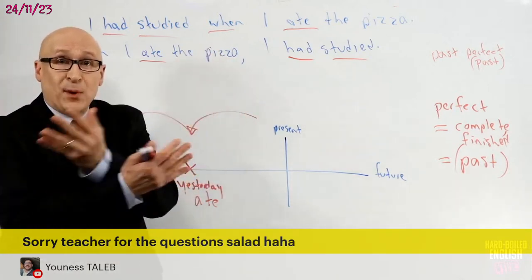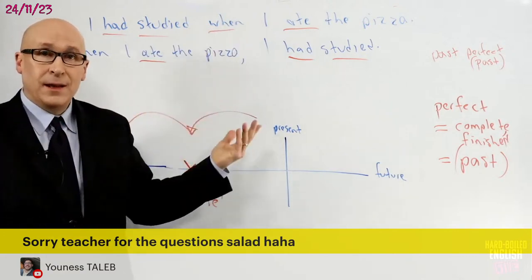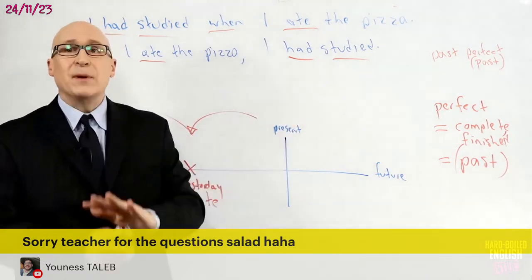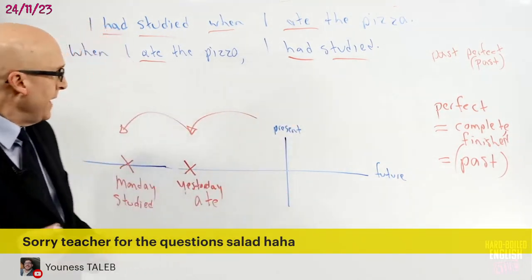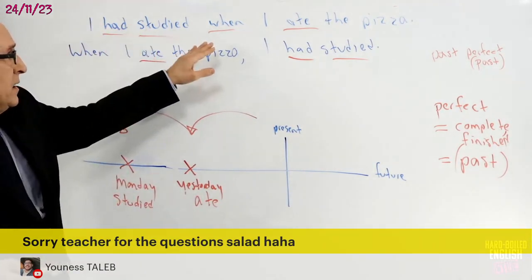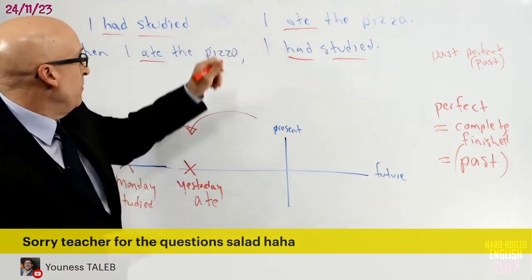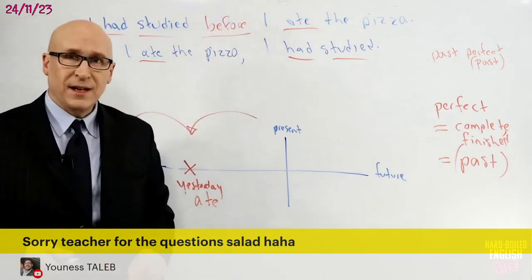That's what's great about past perfect. The sentence order can be switched and the meaning is still clear. Past perfect tells us which action happened first. That's its only function. Now, I had studied. If I put the word before here, interesting things happen.